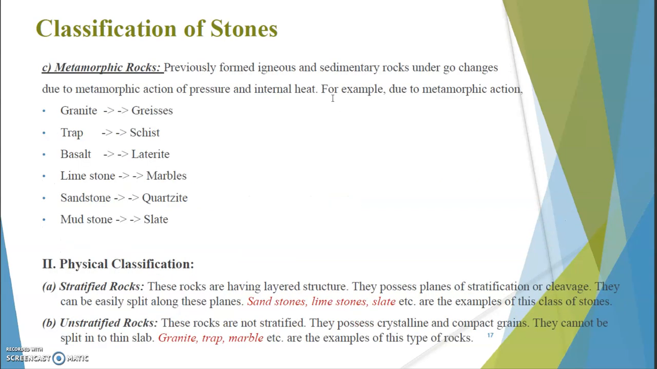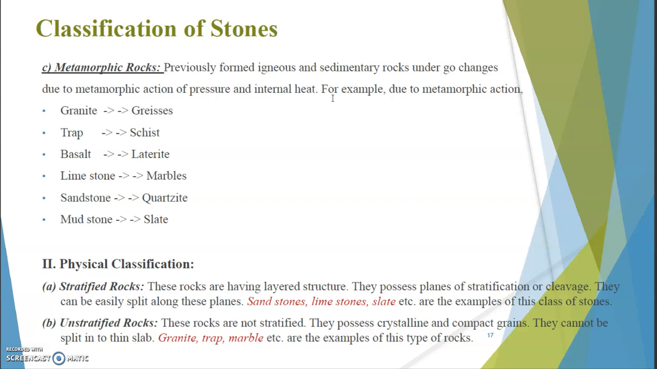The third one is metamorphic rocks. Actually, metamorphic rocks are not formed separately like your sedimentary rocks and igneous rocks. Metamorphic rocks are the rocks which are already formed as either igneous or sedimentary and undergo continuous changes in pressure and internal heat. Then new characteristic rocks are formed because of those pressure and heat changes. So those newly modified igneous or sedimentary rocks are called metamorphic rocks.